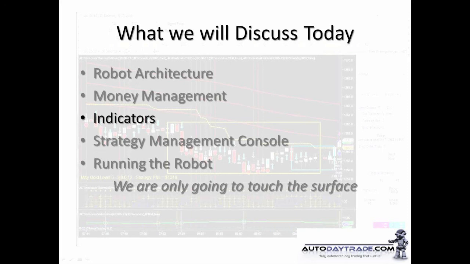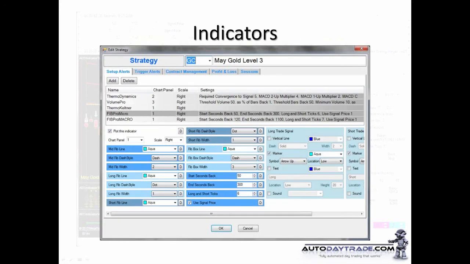Okay, still with me? I'm now going to discuss indicators more in depth. We implemented indicators differently than any other trading platform, and it's really important that you understand the differences. Here's a picture of an indicator definition in the Strategy Management console. You can see that the Fib Pro Micro is selected, and there are a bunch of options that can be set for it down below.